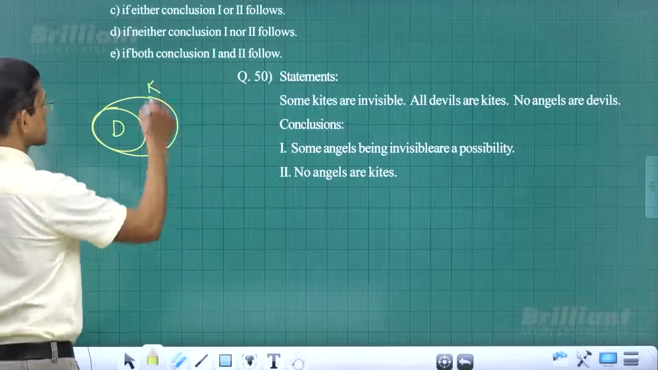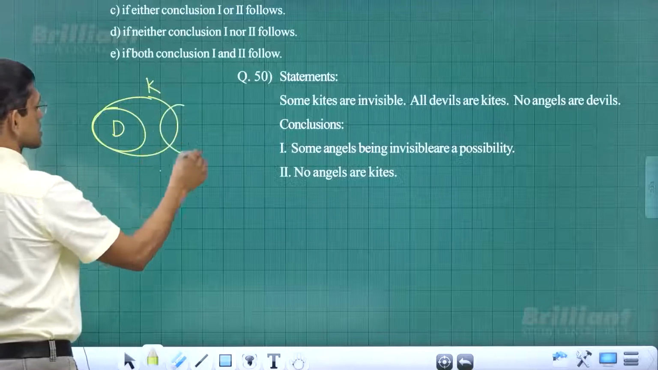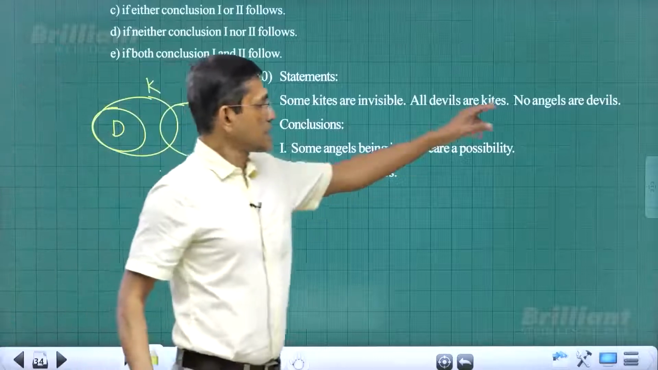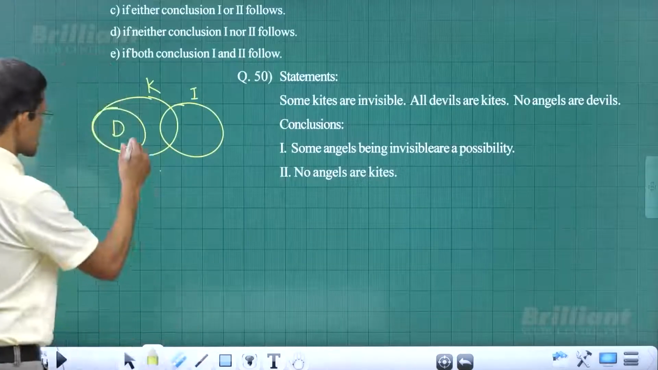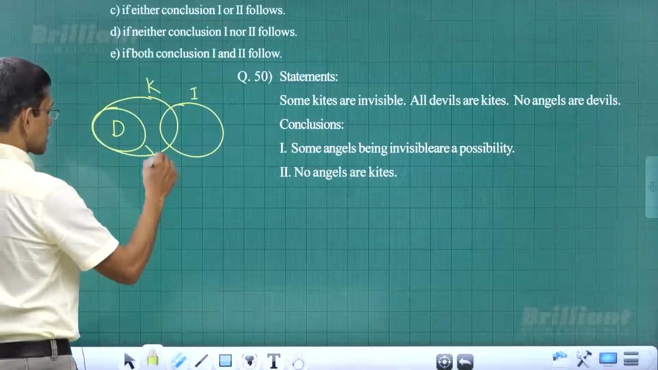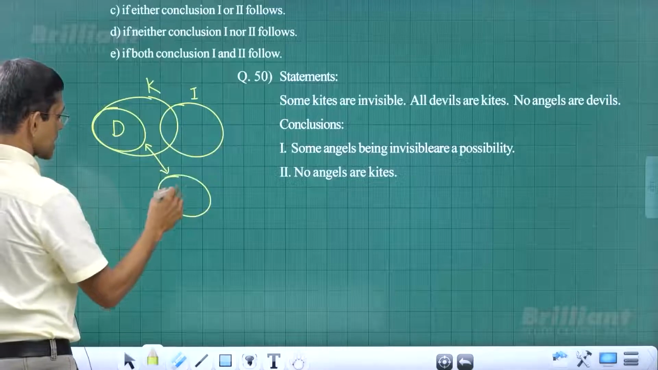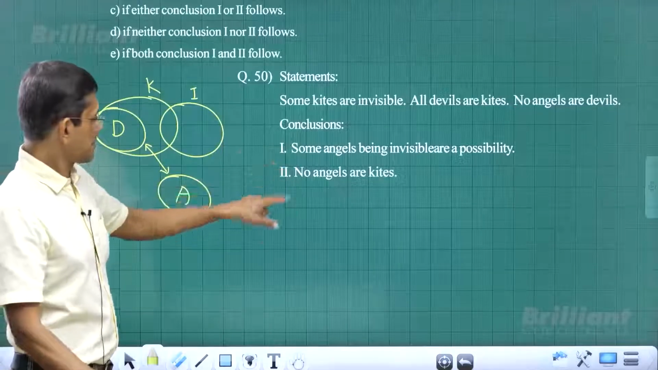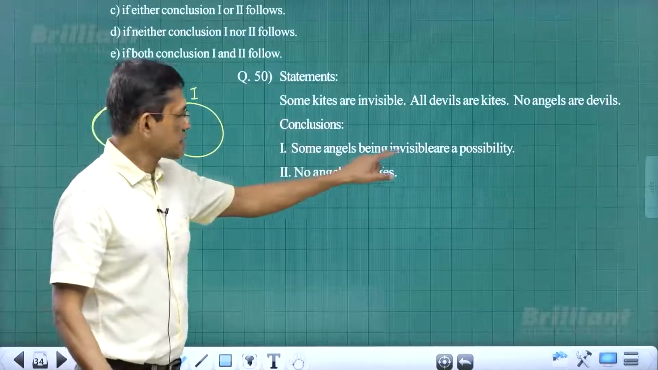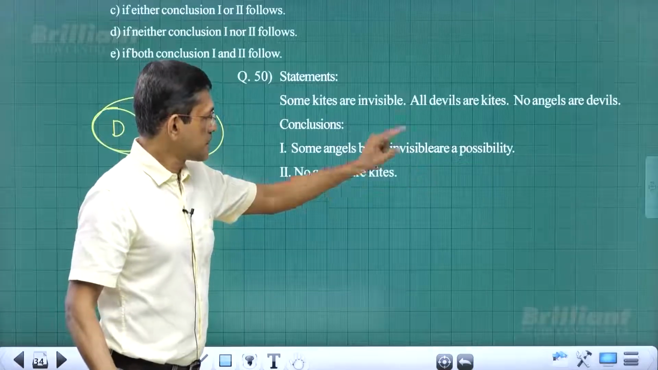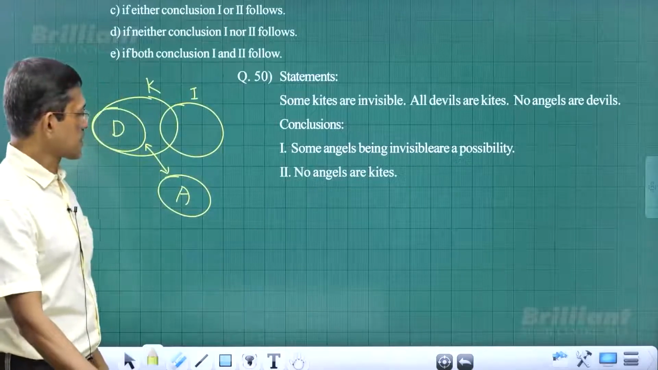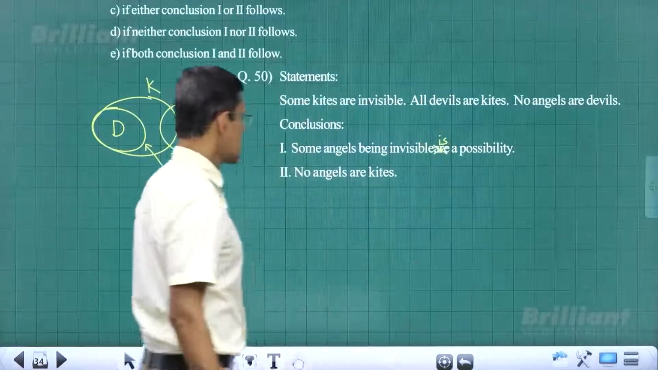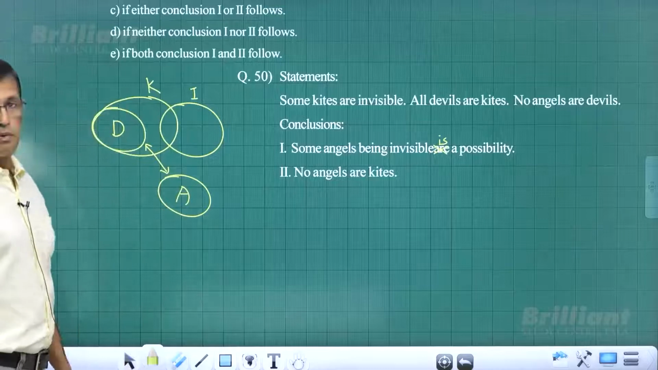And some kites are invisible, right? So some kites are invisible. At the same time, no angels are devils. So these are the devils. No angels are devils, so there is no intersection between angel and devil. So this is the basic diagram. Now conclusions. Some angels being invisible is a possibility.